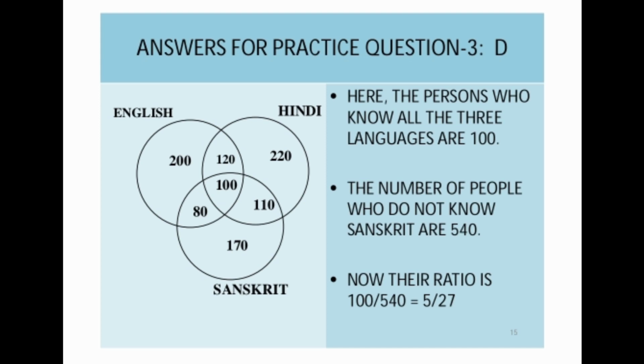If the question asked the number of people who do not know Sanskrit to those who know all the 3 languages, we should find the ratio. Then the answer will come as 27 by 5. So according to the question, we should take the ratio as 100 by 540. So 100 divided by 20 gives us 5 and 540 divided by 20 gives us 27. So the answer is 5 by 27.